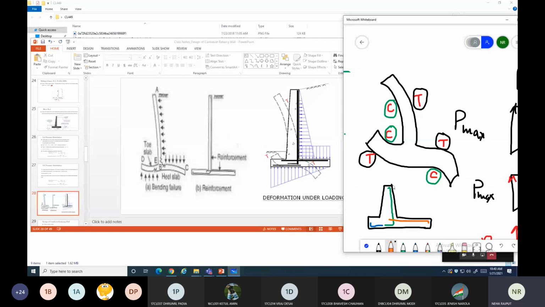ये side आपकी tension में आ रही है, so that's why this side is your tension side. तो यहाँ पे आपने main reinforcement डाला. At toe, this bottom side is your tension side, so यहाँ पे आपने reinforcement डाला. For heel, this is your tension side, तो आपने ऊपर reinforcement डाला. Right, so this is the main reinforcement provided in a cantilever retaining wall.